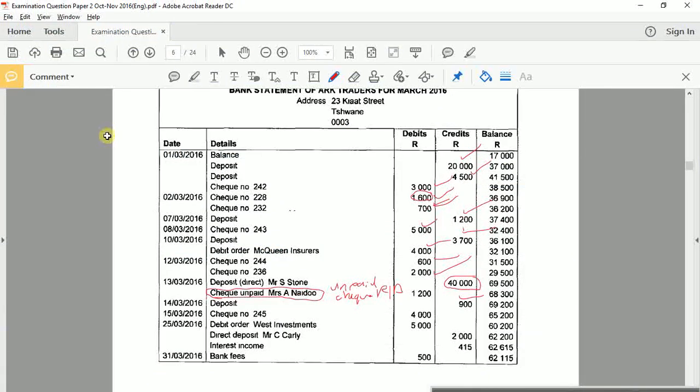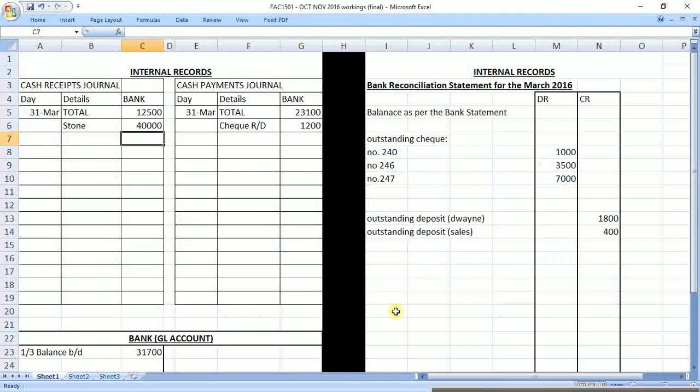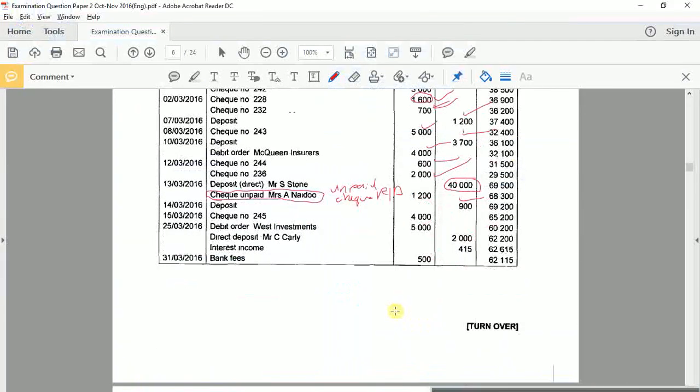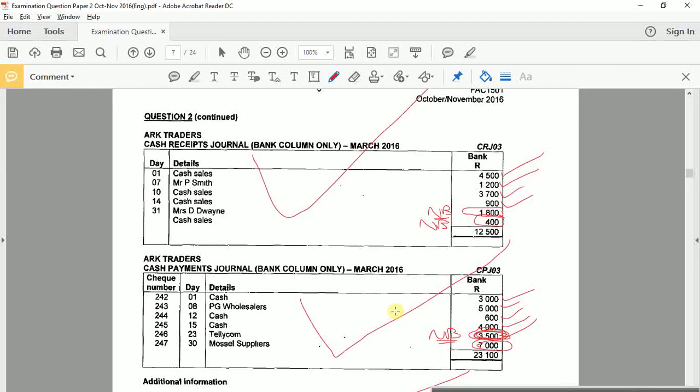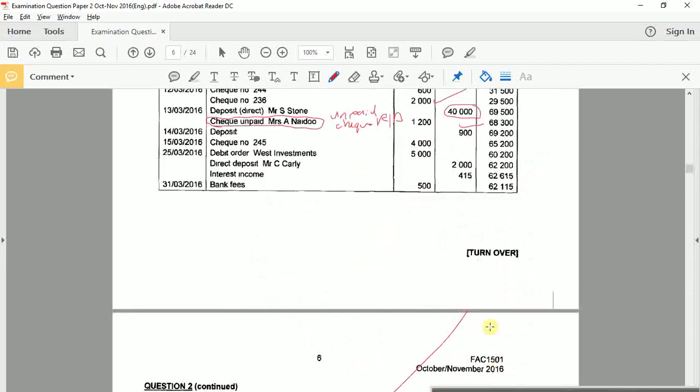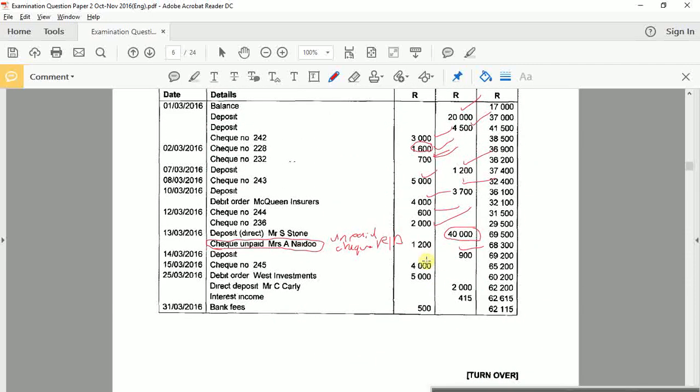Okay, what's next? Check number 245. Is 245 not here? Oh, we did tick it. Yeah, the 4,000. We ticked it. Yes.